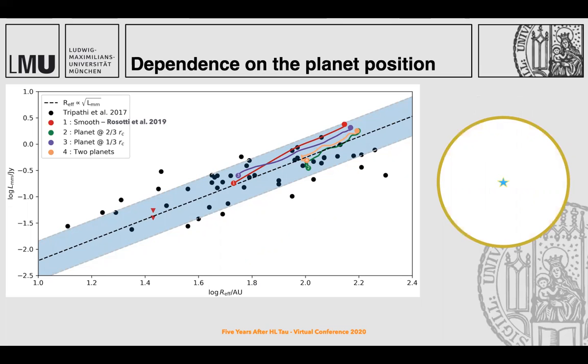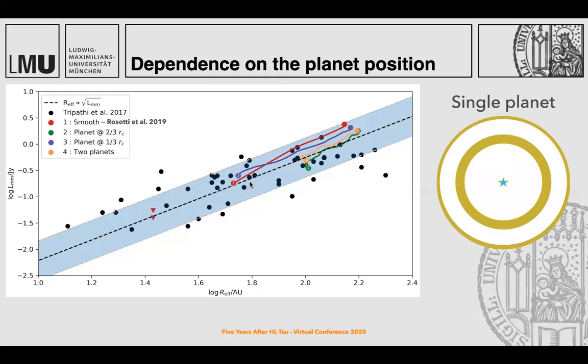Now, if a planet is present, the pressure bump that is formed stops the dust from drifting towards the host star, delaying the evolution of the disk on the size-luminosity diagram, thus keeping the tracks on the size-luminosity relation for longer times. With this in mind, we have a shorter evolution track when we include the planet. When the planet is in the outer radius, the track is indeed much shorter, like the yellow and the green one here. On the other hand, when the planet is in the inner radius, they have a similar track to the one with the smooth case, in this case, the purple one.